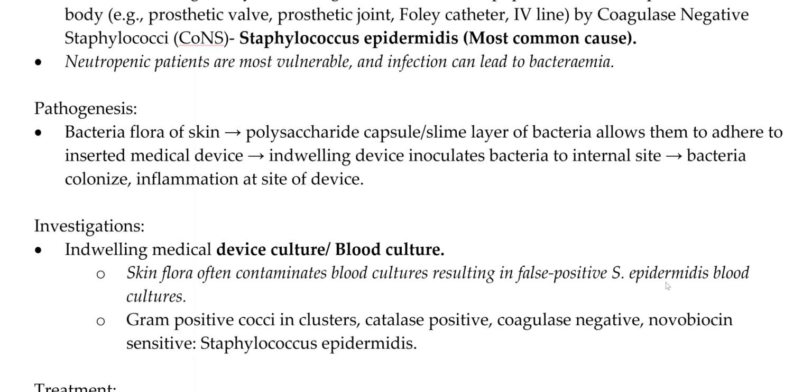Gram-positive cocci in clusters which are catalase positive establishes that it is staphylococci, and a negative coagulase test says that it is coagulase negative staphylococcus. Now, two common coagulase negative staphylococci which are medically important are Staphylococcus epidermidis and another one which causes UTI, that is Staphylococcus saprophyticus. For that, we do a novobiocin susceptibility test. If it is novobiocin susceptible or sensitive, it is Staphylococcus epidermidis. And if it is resistant, it is Staphylococcus saprophyticus.